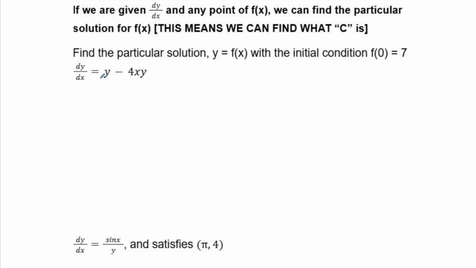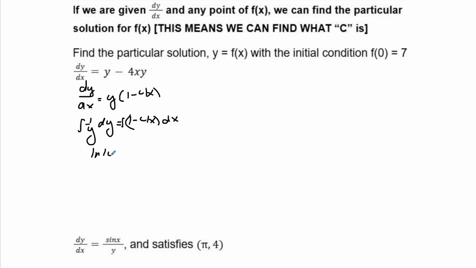So here we have dy/dx equals y minus 4xy. Let's factor out a y, so we'd have dy/dx equals y times (1 minus 4x). I could then say 1 over y dy equals (1 minus 4x) dx, right? Now if I integrate both sides, I'll get ln of y equals x minus 2x squared plus c. So we could say that y equals c e to the x minus 2x squared, right?